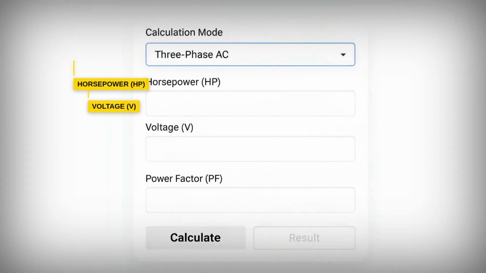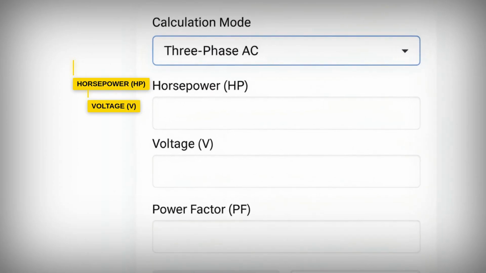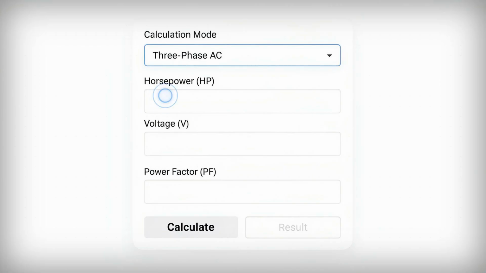Next, we have the horsepower HP input field where you enter your motor's rated horsepower. Below that is the voltage V field for your system voltage. The efficiency percentage field accounts for motor efficiency losses. Finally, there's the power factor field, which represents the phase angle between voltage and current in AC systems.